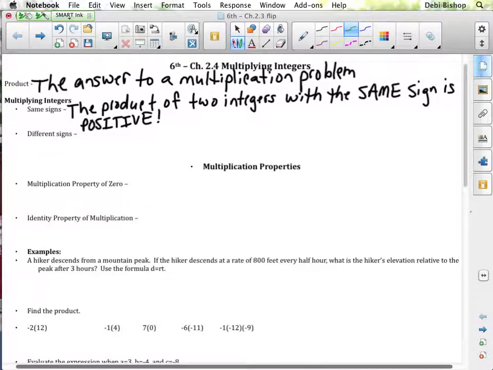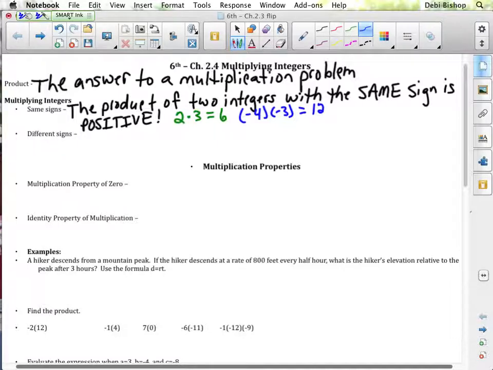So, for example, if we have a number like 2 times 3, now remember the dot is another way of writing multiplication. So we have two positives stays a positive, so we get positive 6 as our answer. We could also do this with negatives. So if you have a negative 4 times a negative 3, you can see those both have the same sign, so our answer is positive. So we get a positive 12.